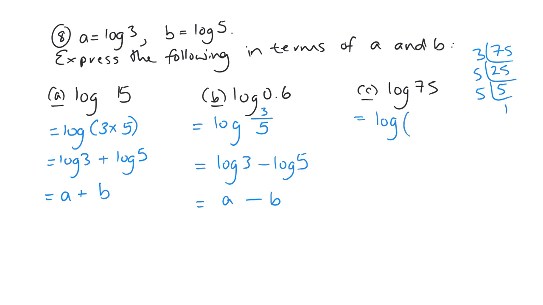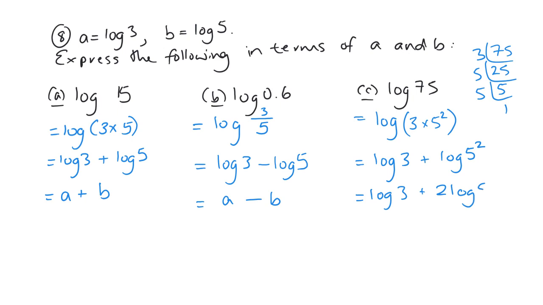So we can write that as 3 by 5 squared. So we can expand that out to the log of 3 plus the log of 5 squared. Take our squared down, and we get the log of 3 plus 2 log 5. Then we know that the log of 3 is A and the log of 5 is B, so we get A plus 2B.